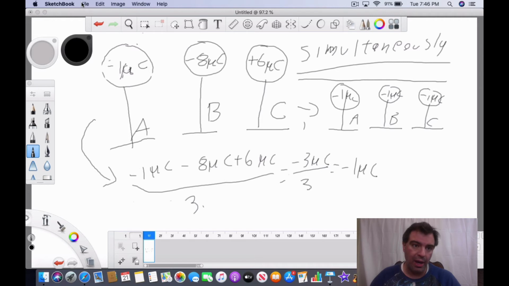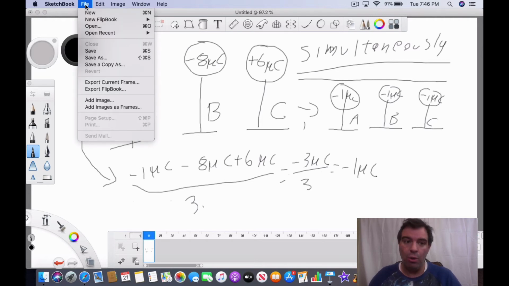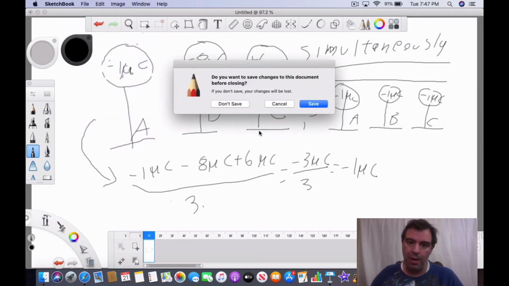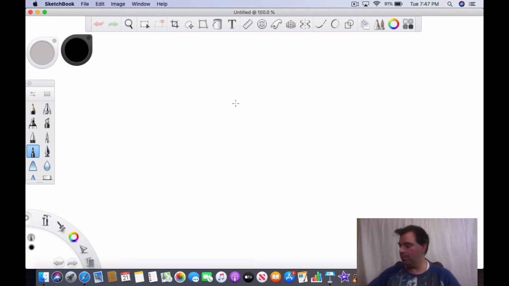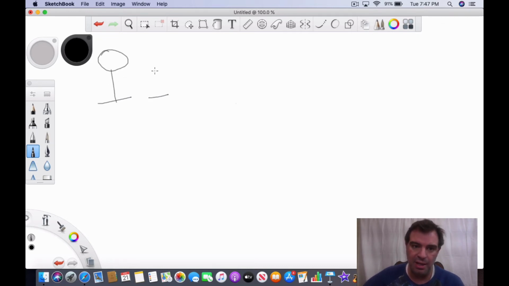Now, let's look at charging objects by conduction consecutively. Let's open up a brand new sketchbook, and I just have to very quickly draw the objects. They're again spheres standing on insulating stands, and I'm going to change it just a little bit. I'm going to say 0 microcoulombs here. We have -8 microcoulombs here, and we have +6 microcoulombs right here. So this is object A, this is object B, and this is object C.